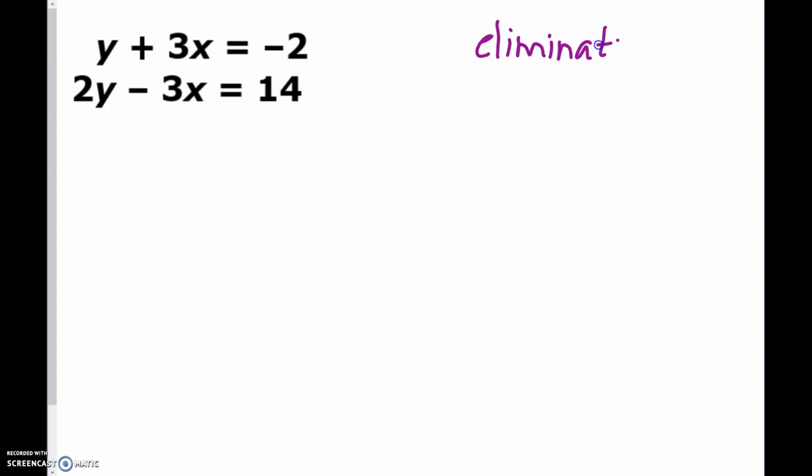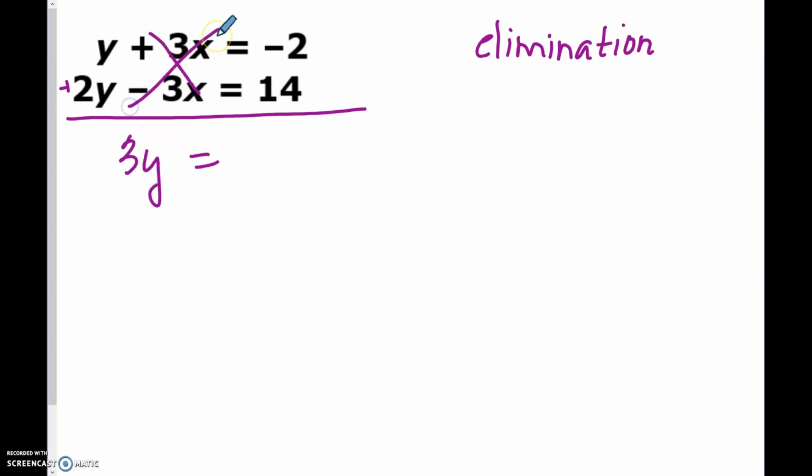And elimination is going to eliminate, just like the word says, and get rid of a variable. So these are pretty much set up, because if we have a positive 3x and a -3x, when we add these together, we get 1x plus 1y plus 2y is 3y, and our x's are going to cancel out, and then -2 plus 14 is going to be a positive 12. We divide both sides by 3, so y is 4. Now be careful when you're writing this ordered pair. This time we've found the y value, and y is 4. So make sure you put that in the correct spot in your ordered pair.